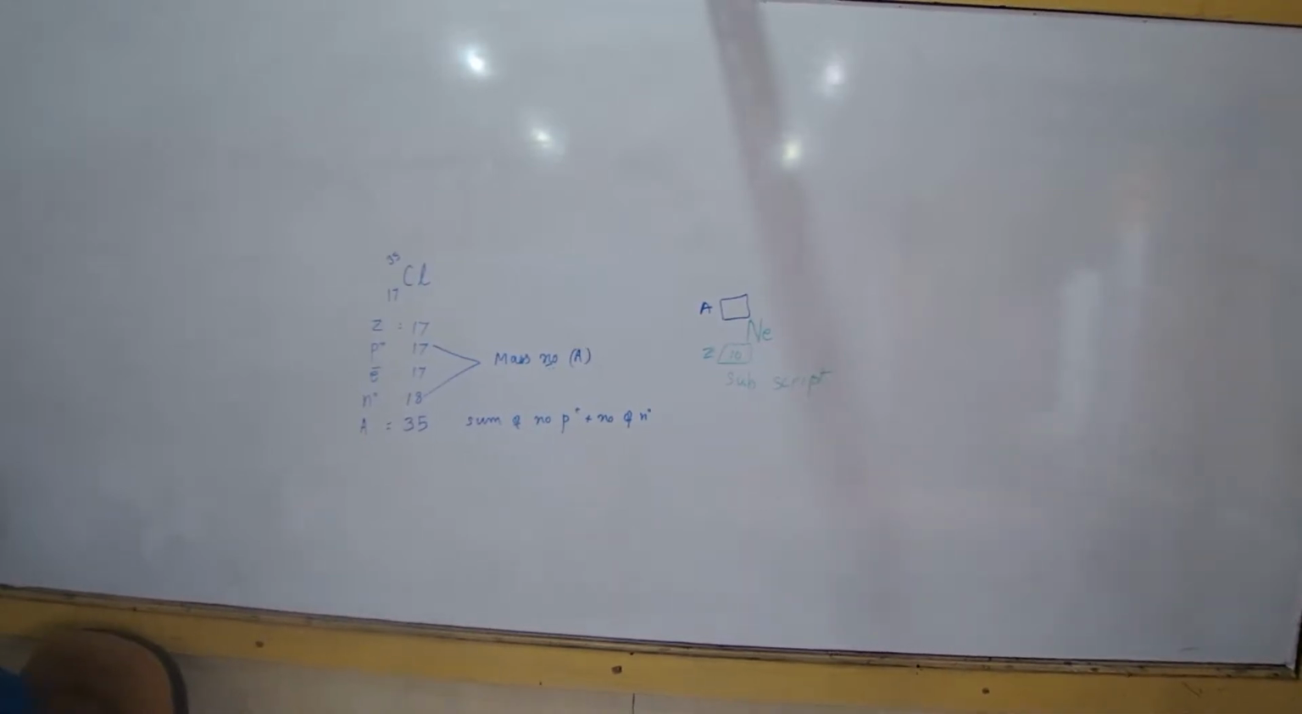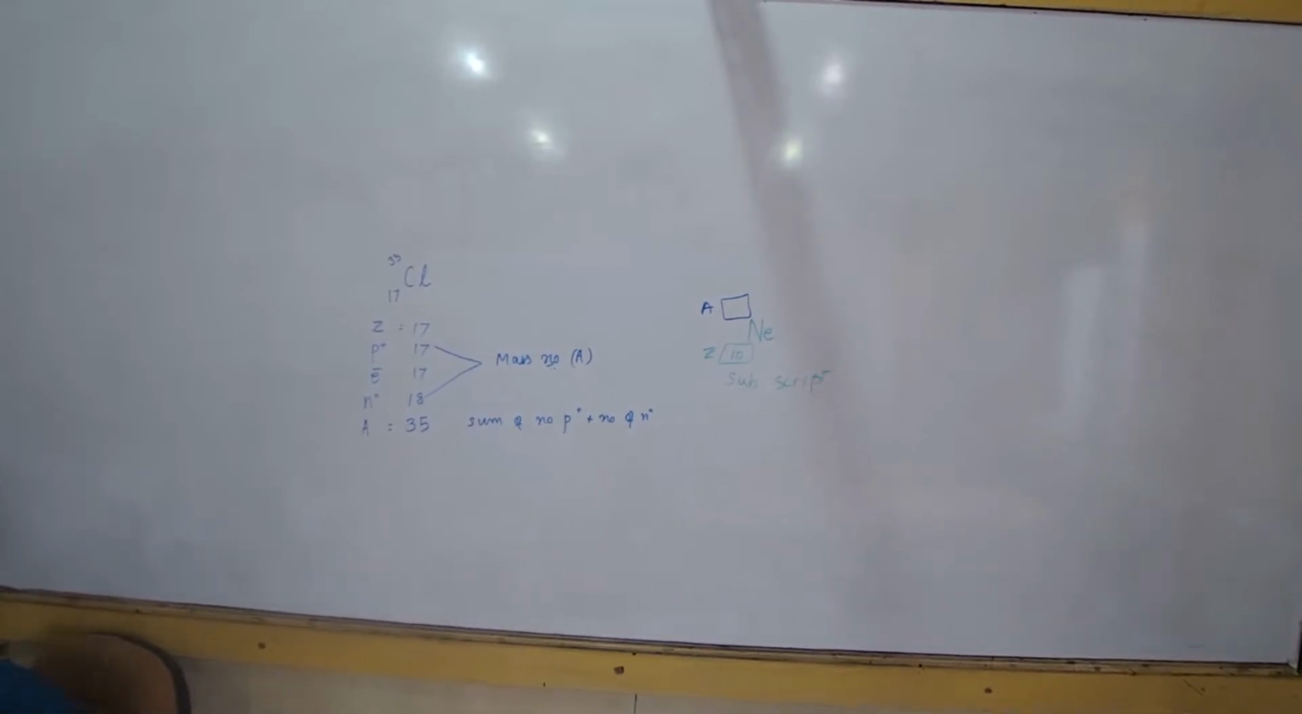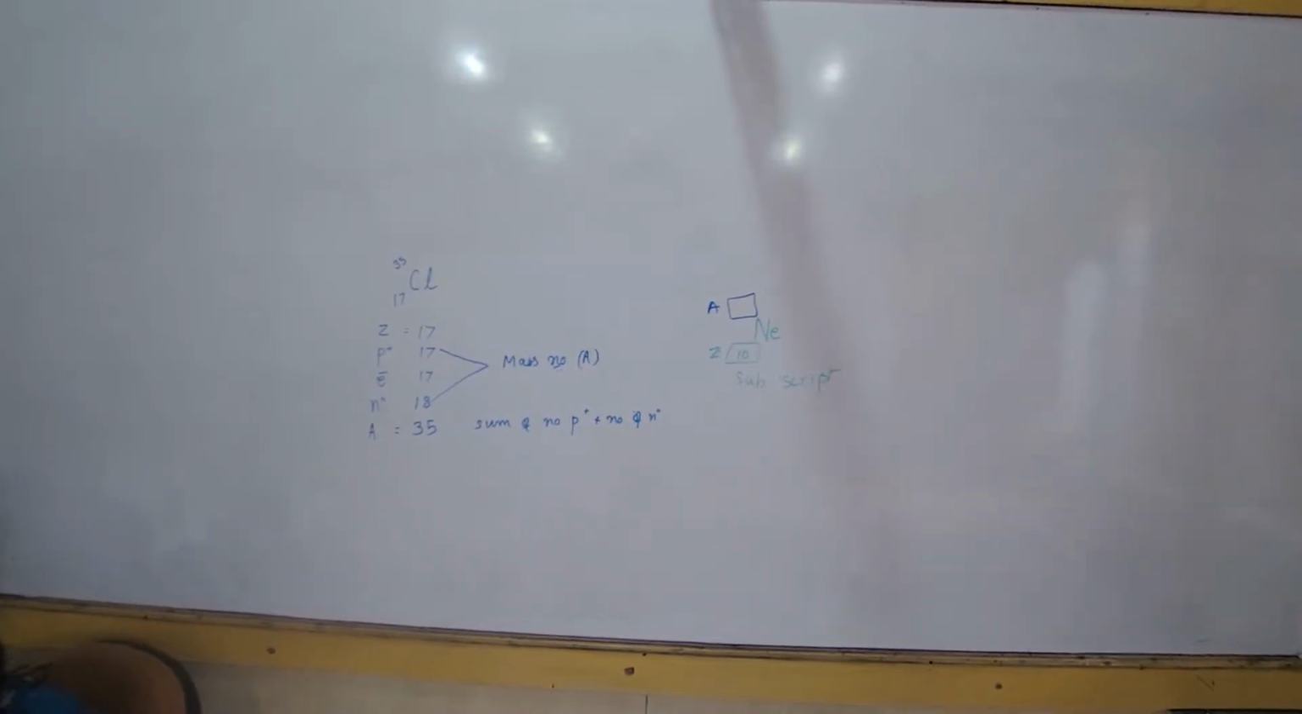Superscript, what is it called? Super is above, sub is below. You'll understand with a submarine. What does submarine mean? Underwater, below the water. Sub is below, so it comes below. Super is on the top.